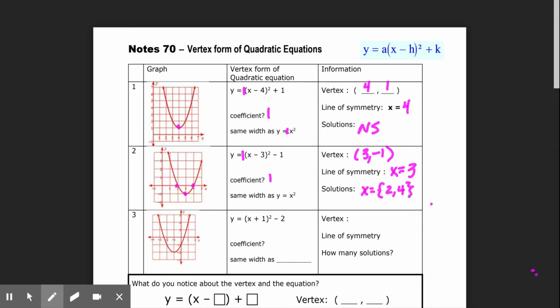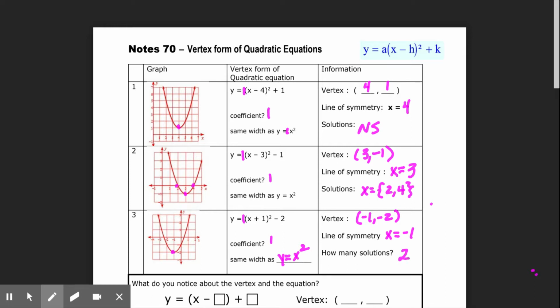All right, let's take a look at number 3. The coefficient, again, is 1 in front of the parenthesis, so it's the same width as your parent quadratic equation, which is y is equal to x squared. Your vertex would be left 1, down 2, so it would be the ordered pair of (-1, -2). The line of symmetry is whatever your x value is of the ordered pair of your vertex, which is -1. And this one said how many solutions? There are 2 solutions. Thank goodness they didn't want us to identify them because they would be decimals.